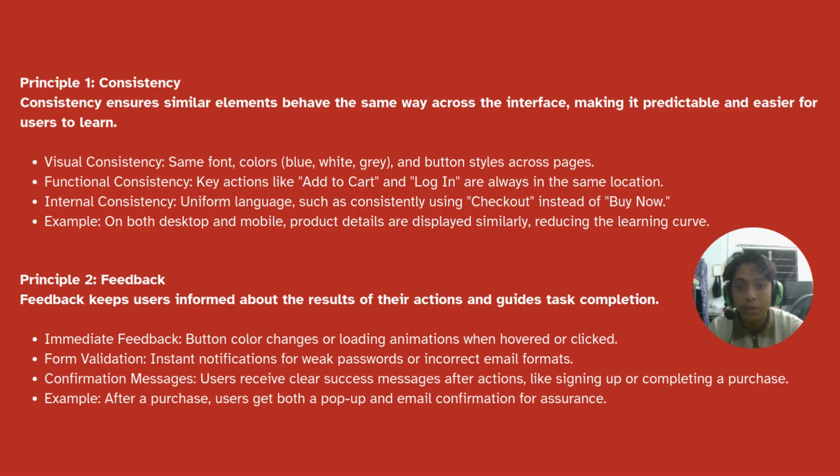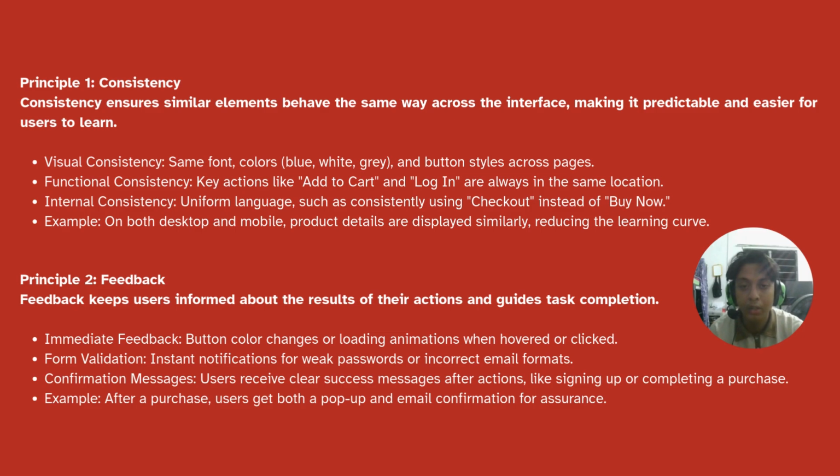Then the second principle we use is about feedback. Feedback is crucial because it lets users know the system is responding to their action, helping them stay informed and confident while using the system. So, immediate feedback: when a user hovers over or clicks a button, it changes color or shows a loading animation, confirming that the system is responding.